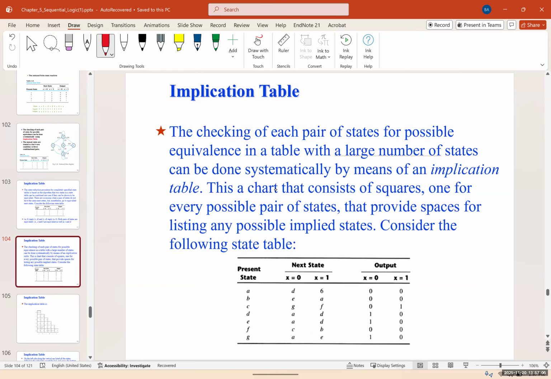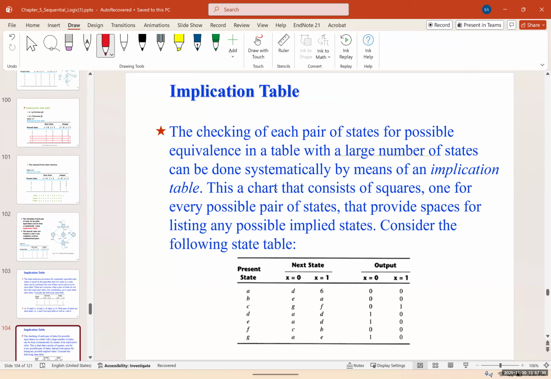The checking of each pair of states for possible equivalence in a table with a large number of states can be done systematically by means of an implication table. This is a chart that consists of squares, one for every possible pair of states, that provides spaces for listing any possible implied states. Consider the following state table. We have A, B, C, D, E, F, G, same thing as the first one. And for that, we have the next states.